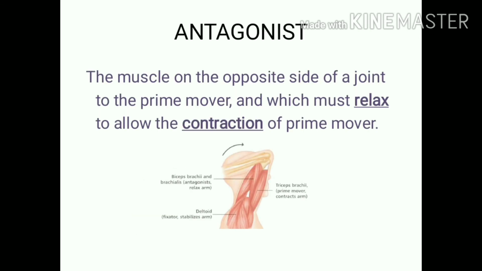Another one is antagonist, the muscle on the opposite side of a joint to the prime mover, which must relax to allow the contraction of the prime mover. You can see in the picture here the extension of the elbow is happening, and you can see that triceps brachii is acting as an agonist and biceps brachii is acting as an antagonist. So biceps brachii has to be relaxed so that triceps brachii can contract very easily.